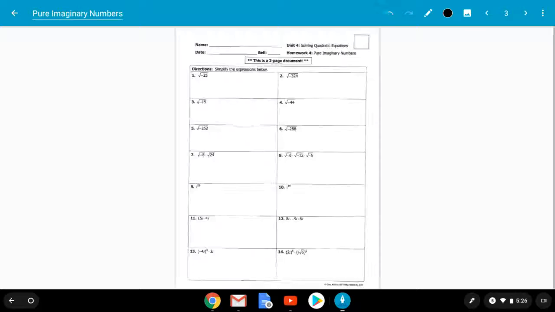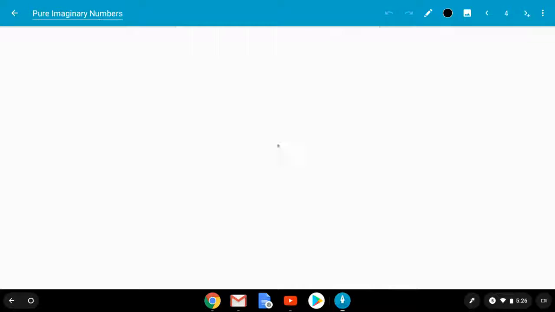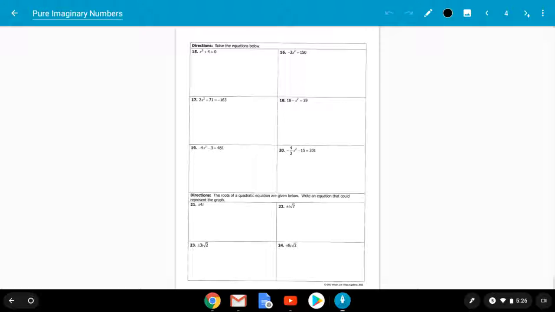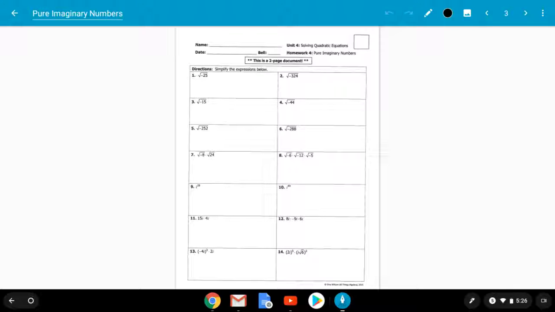So for homework, what I want you to do is, I would like you to do the odds, front and back here. The roots of the quadratic equation I could represent. Okay, you can skip 21 and 23 here though. But the rest of it here, I want you to do the odds. All right, so I'm just going to write it here. Odds. All right, so just do the odds.